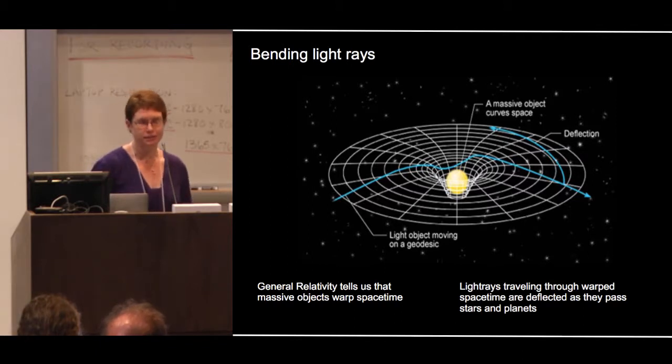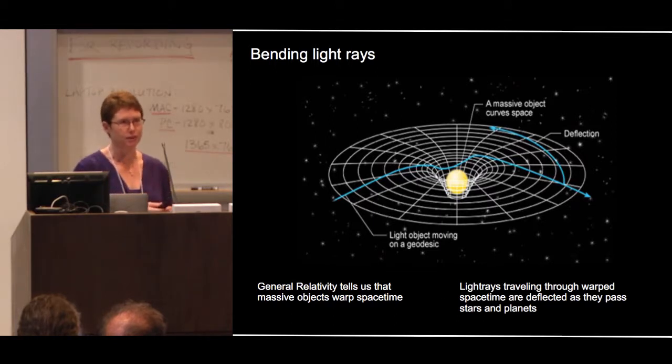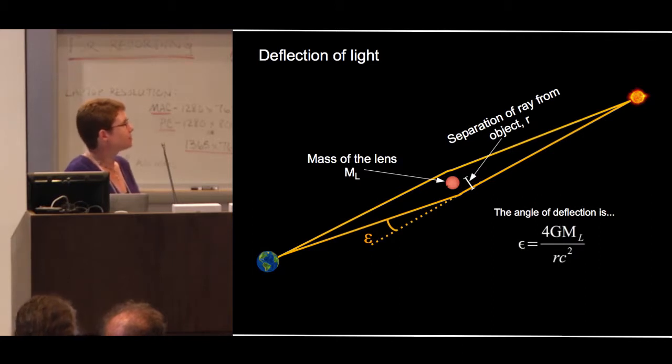So general relativity, I'm not going to cover. I'm assuming everyone's had a background in that, but it tells us that massive objects warp space-time, and so a passing light ray traveling close to that object will be distorted as it travels through the warped space. And it's distorted by a measurable angle, which is simply a function of the mass of the lens, ml, and the separation of the ray as it passes the object radially.